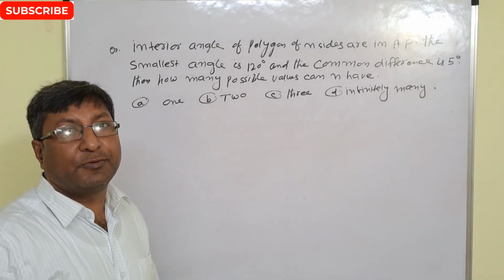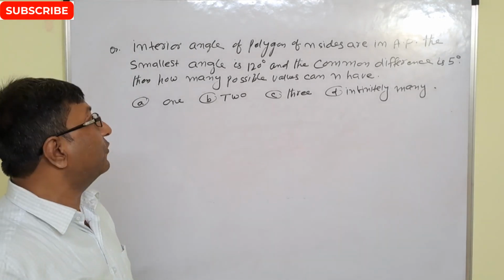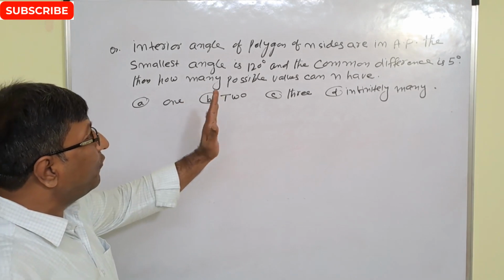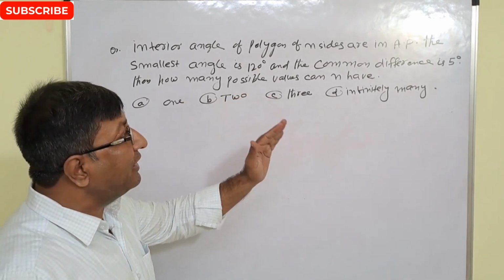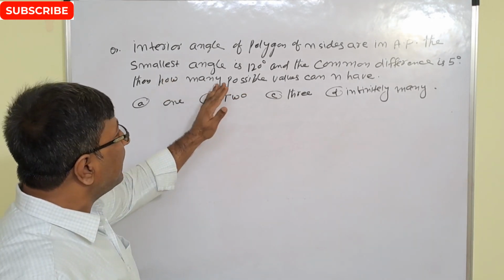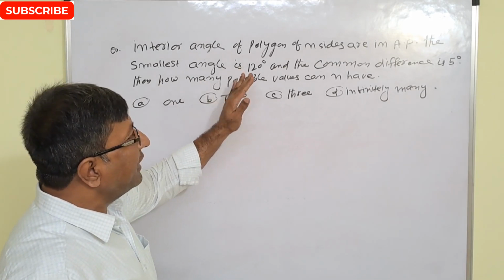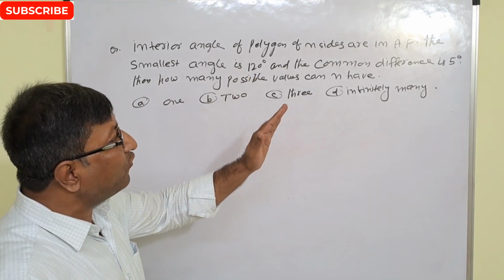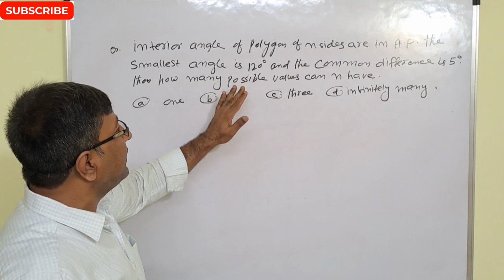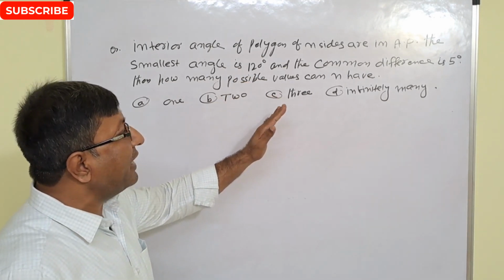Most important question of AP. Let us see the question. Interior angles of a polygon of n sides are in AP. The smallest angle is 120 degrees and the common difference is 5 degrees. Then how many possible values can n have?